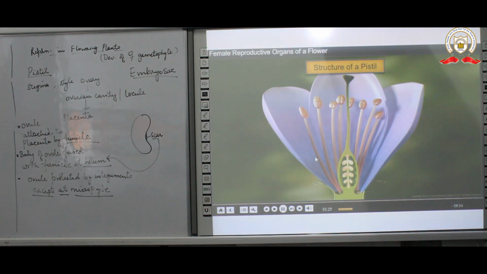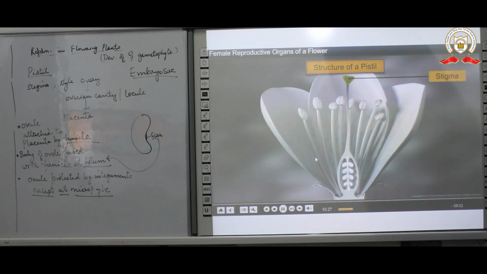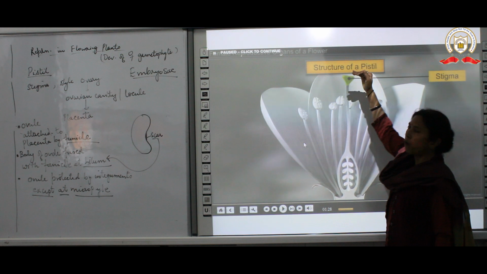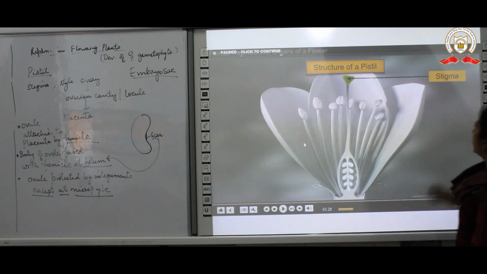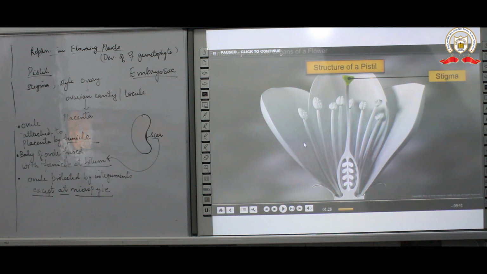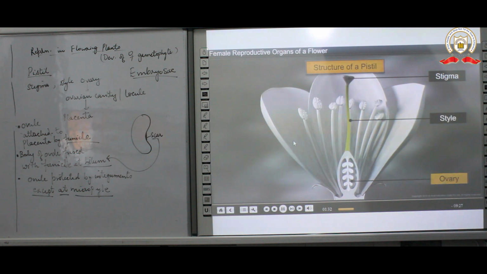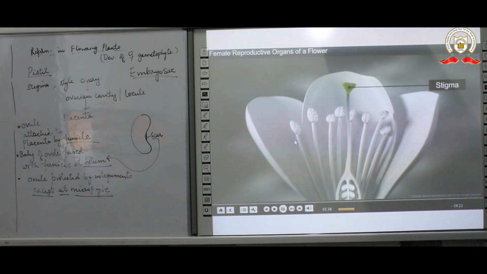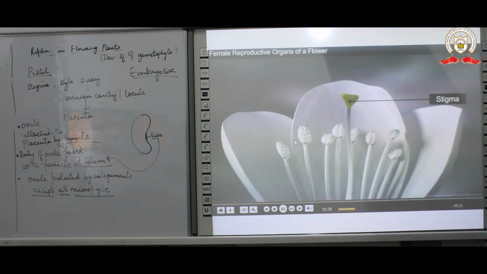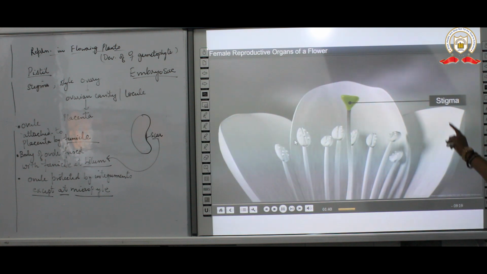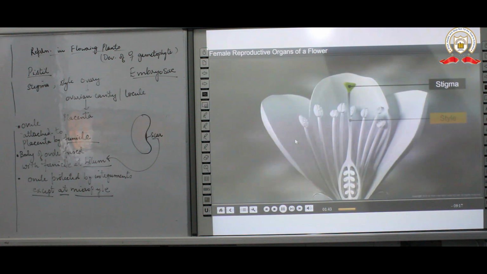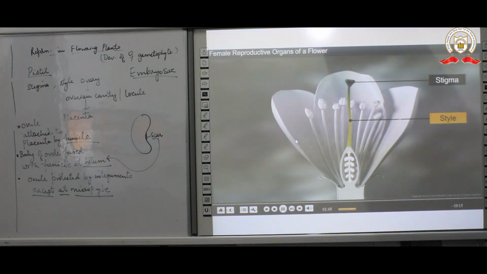The placenta helps in providing nourishment to the developing ovule and later to the seeds. Here we can see that the stigma is the landing point for pollen grains, and that is why, depending upon the type of flower, the stigma can be feathery or sticky so that the pollen can stay there. Then the long tube-like structure, the style, is the path through which the pollen tube travels, and at the base is the ovary, so the formation of the embryo sac ultimately takes place inside the ovary only.